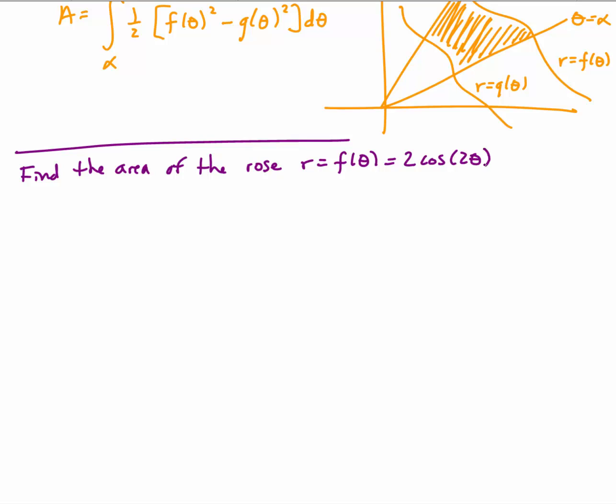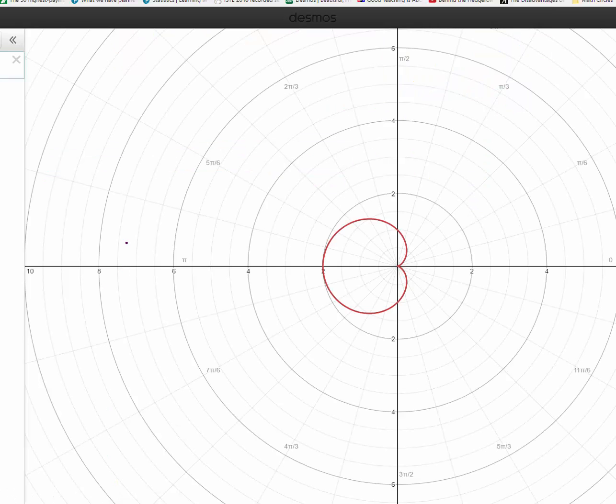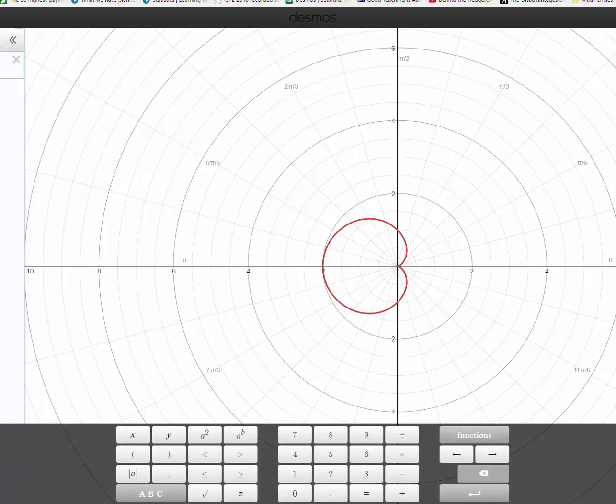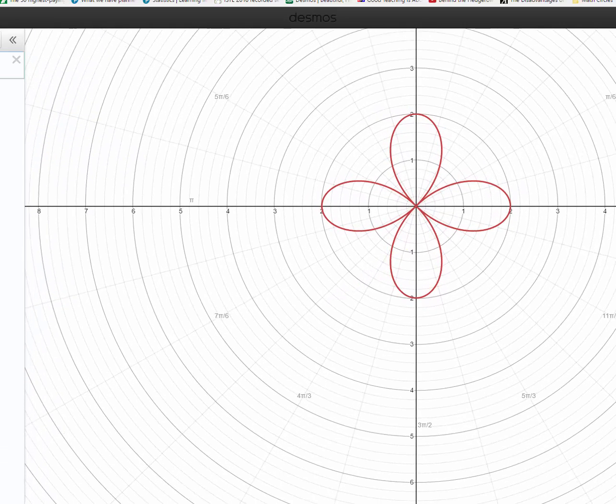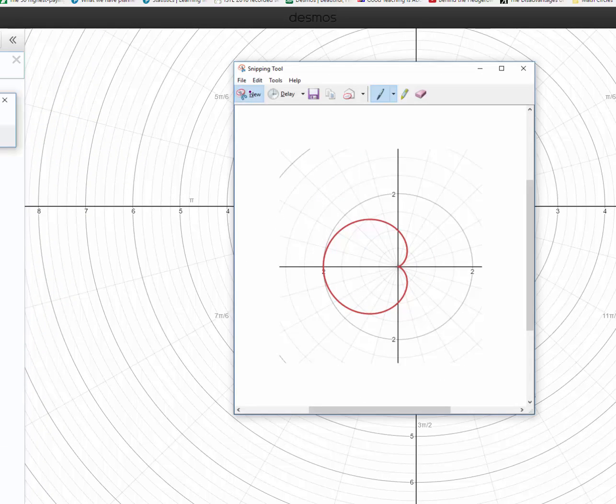Now, a lot of times it's good to use symmetry. So let's go ahead and look at a graph of r = 2 cosine 2 theta. So there's our rose. Let's go ahead and pop this into the lecture.